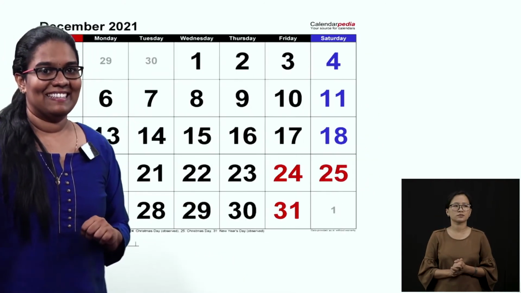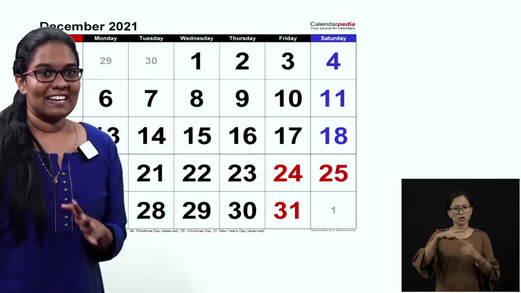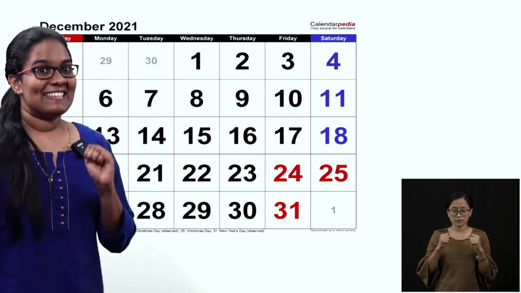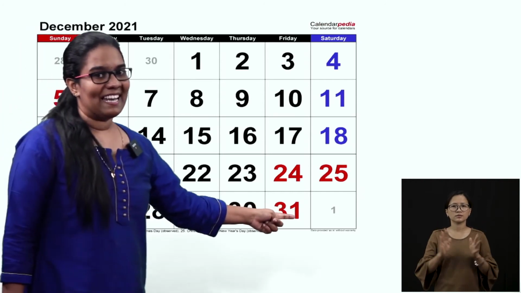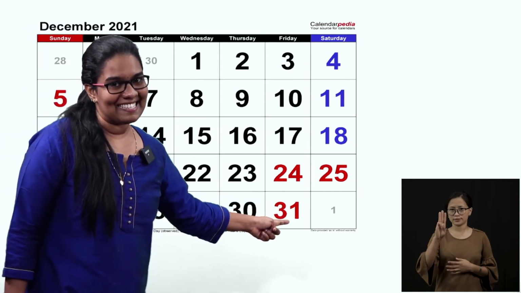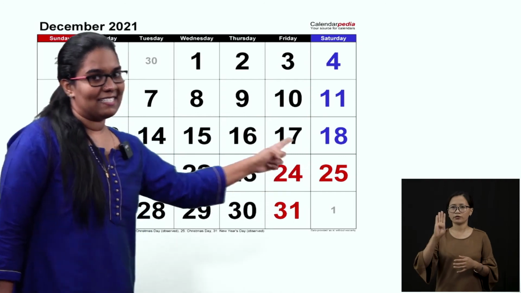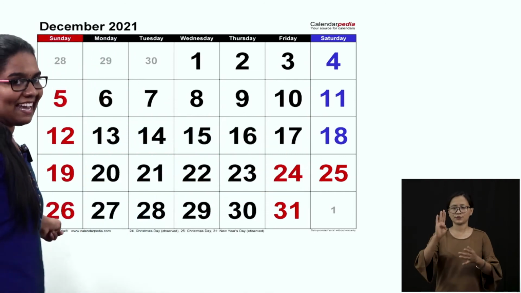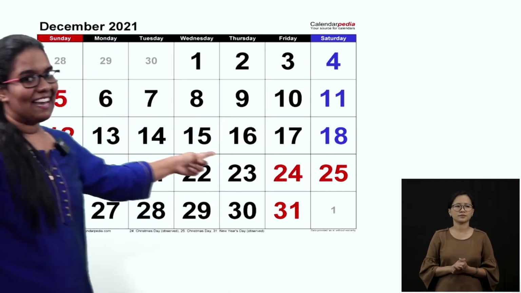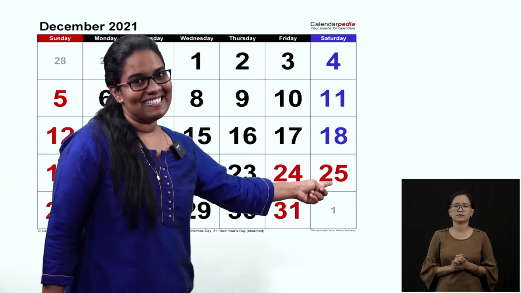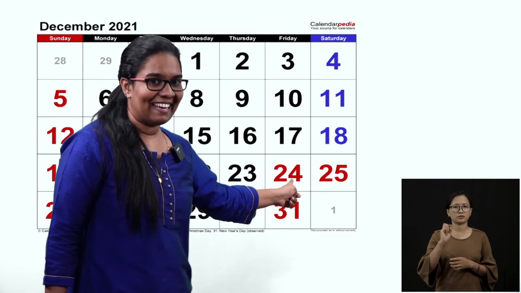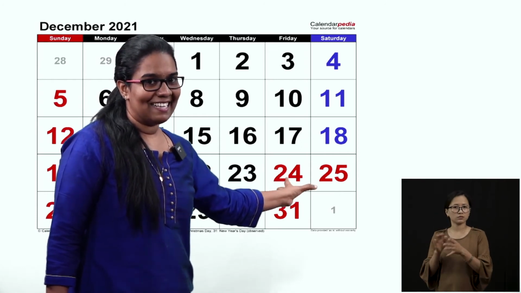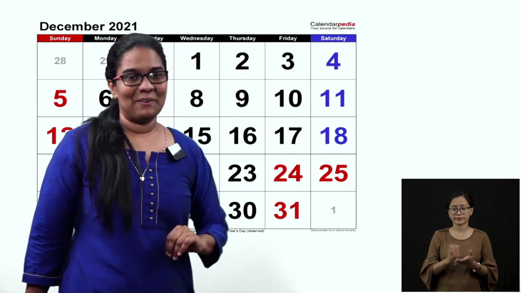Okay. Then, this is the last month. That is December. December has how many days? 31 days. 4 Saturdays. 4 Sundays. Okay. December 25 is a holiday. 24 is also a holiday, right? That's why it is written in red color.